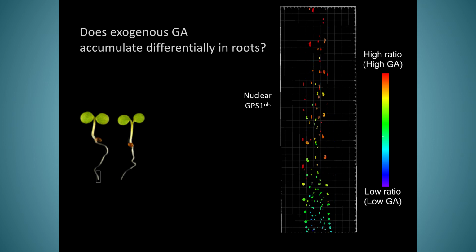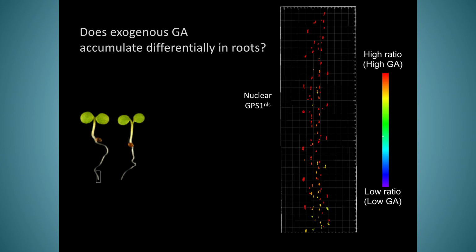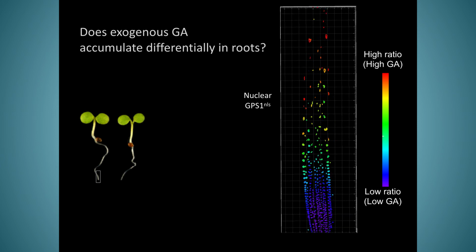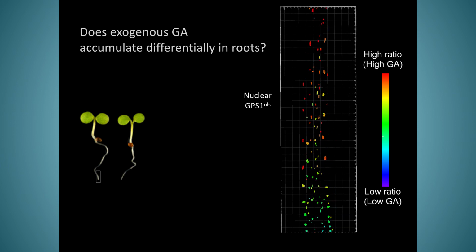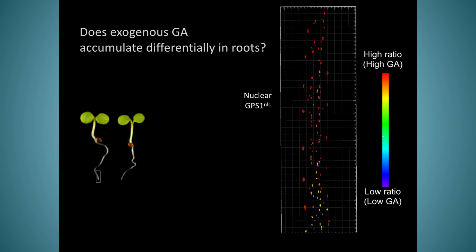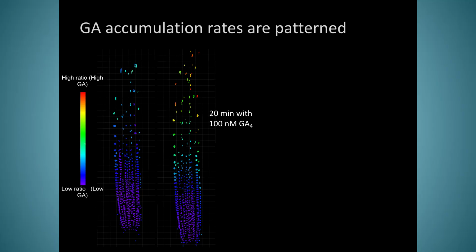So I'll play the movie one more time, so you can take a look. These are roots growing in the root chip, which is a microfluidic device where we can treat with a compound and remove it. And at the beginning of this movie, the seedlings were treated with a dose of GA, and the GA was removed. I'll just freeze that at 20 minutes so you can get a better view of what happened. And we can see that the elongation zone cells did accumulate the exogenous GA, and the division zone cells didn't do so as much.